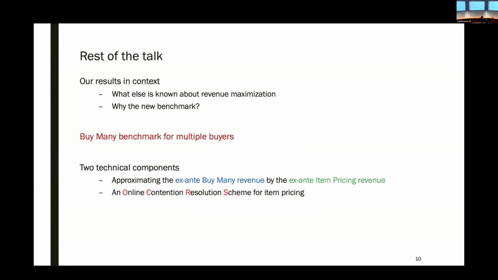So in the rest of the talk, I'm going to motivate an extension of this buy-many benchmark to multiple buyers, and then I'll tell you about the results relative to this benchmark. Any questions?